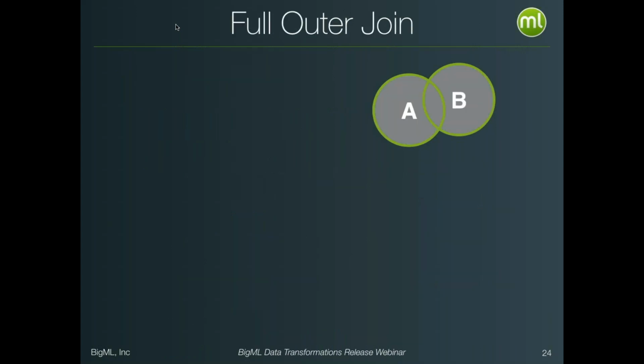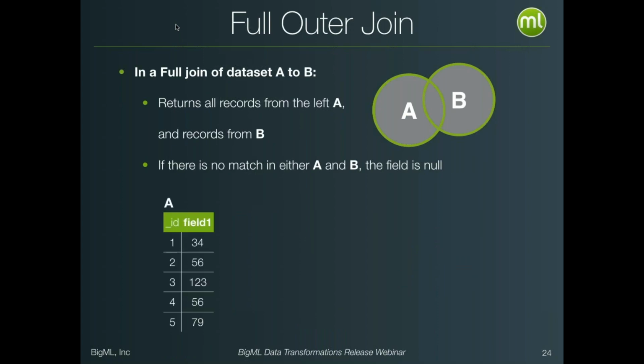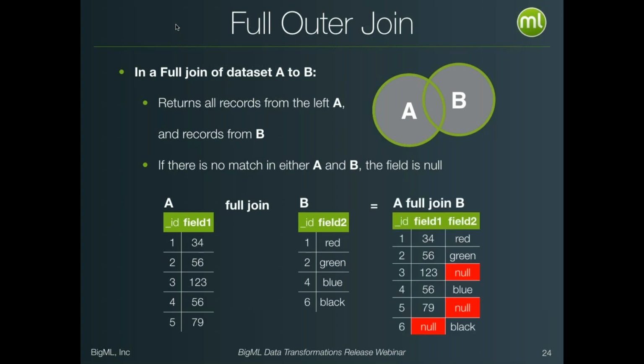Okay, and a full outer join is the opposite. It's sort of the optimistic join. I want to keep everything. So we're going to return all the records from the left A and all the records from B. And if there's no match in either A or B, then we're going to put a null in for that field. So the same setup, we take A, full join B, and now we get everything.